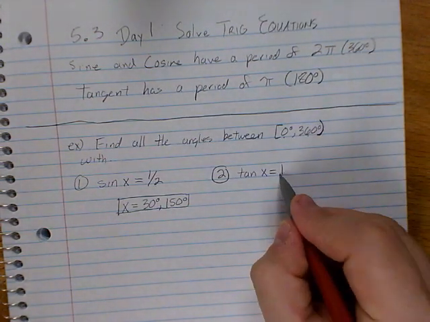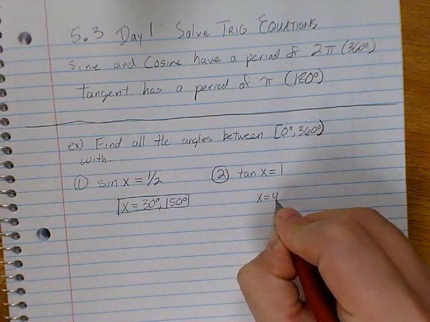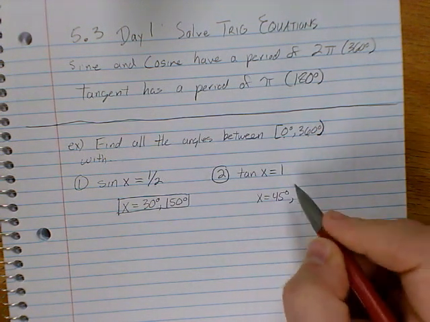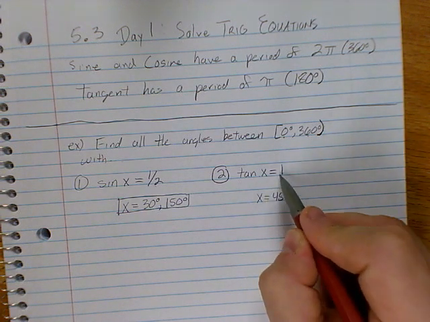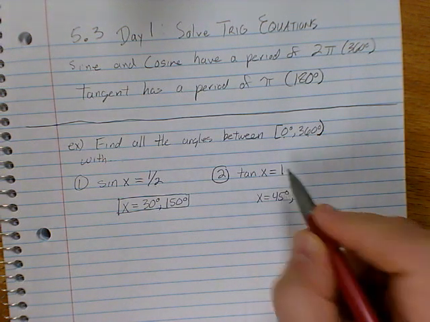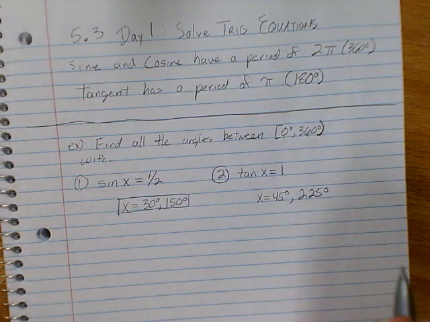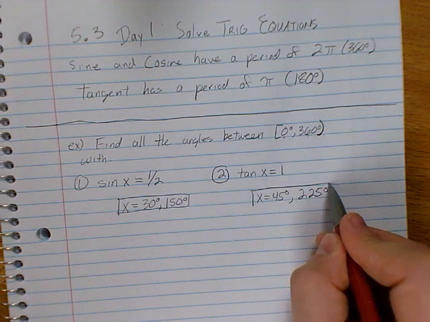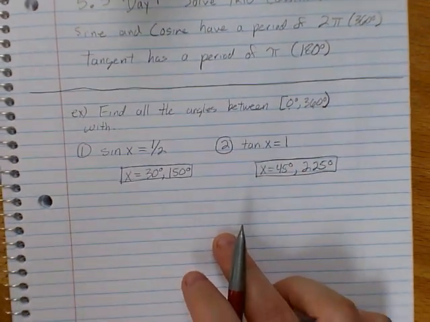Beforehand, the first angle that would have a tangent of 1 is 45 degrees. So x equals 45 degrees because that's in quadrant 1. And since tangent's positive in quadrant 1 and quadrant 3, the next angle that would have a tangent of 1 would be 225 degrees. And that's your answer. So you're just looking for the angles that have these values between 0 and 360.